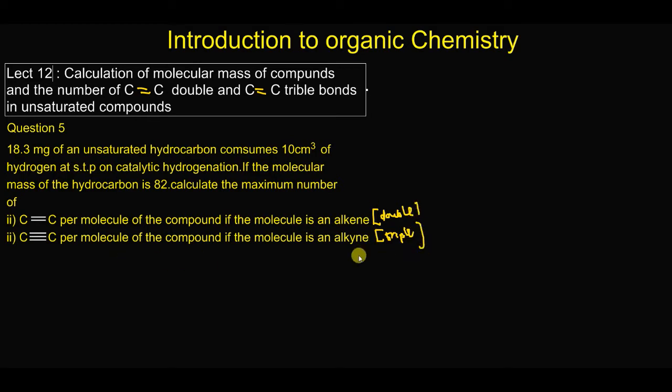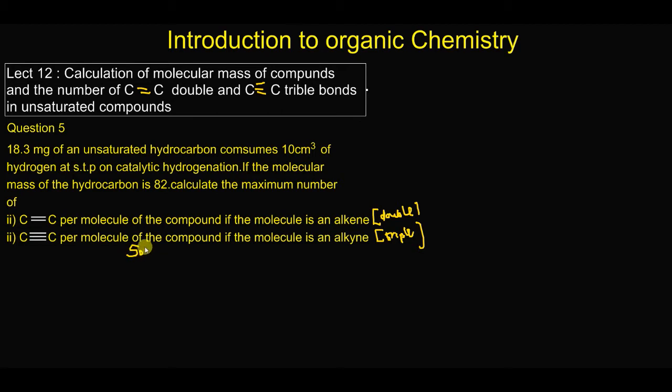We are going to classify all organic compounds. So how many double bonds are there? If there is a triple bond, how many double bonds are there? Let's solve the question.